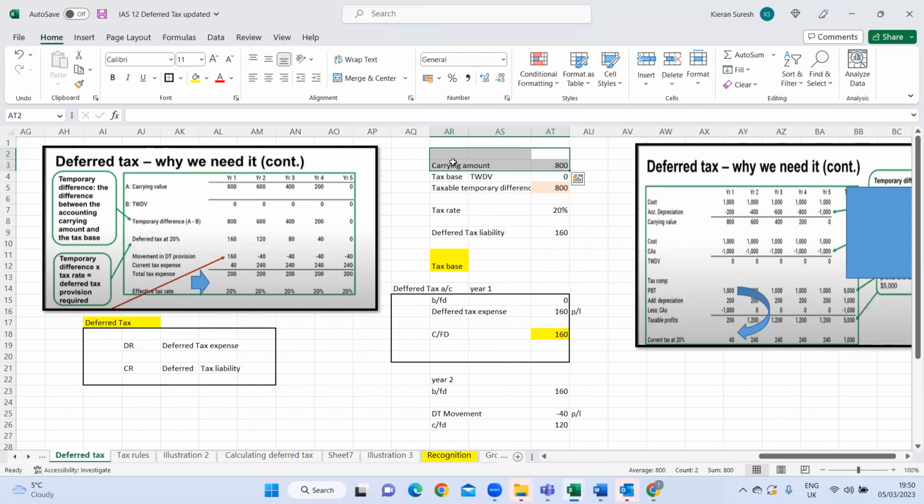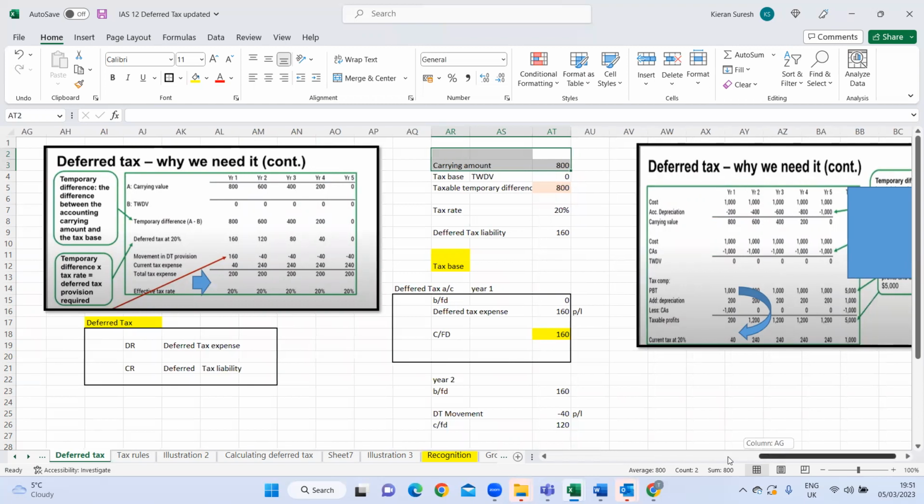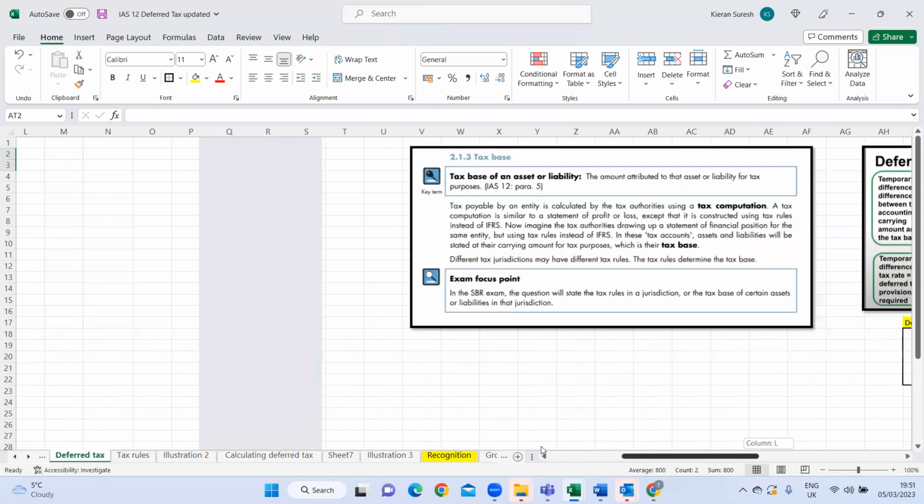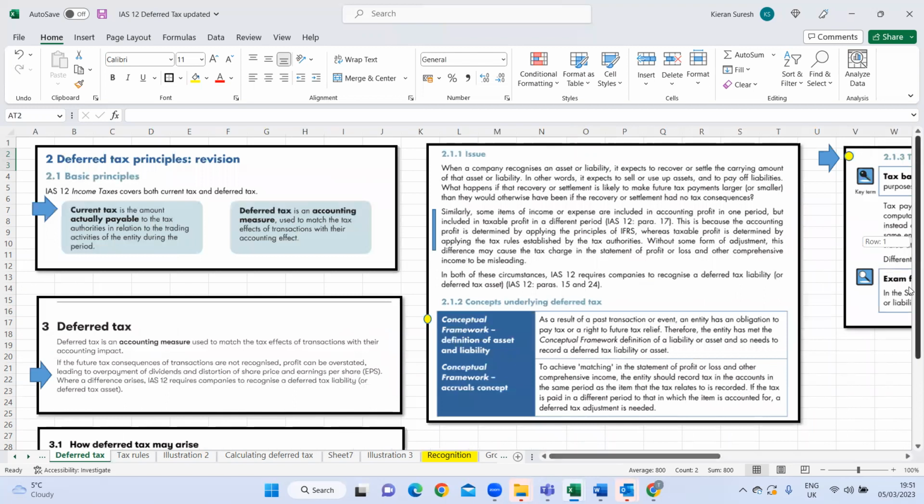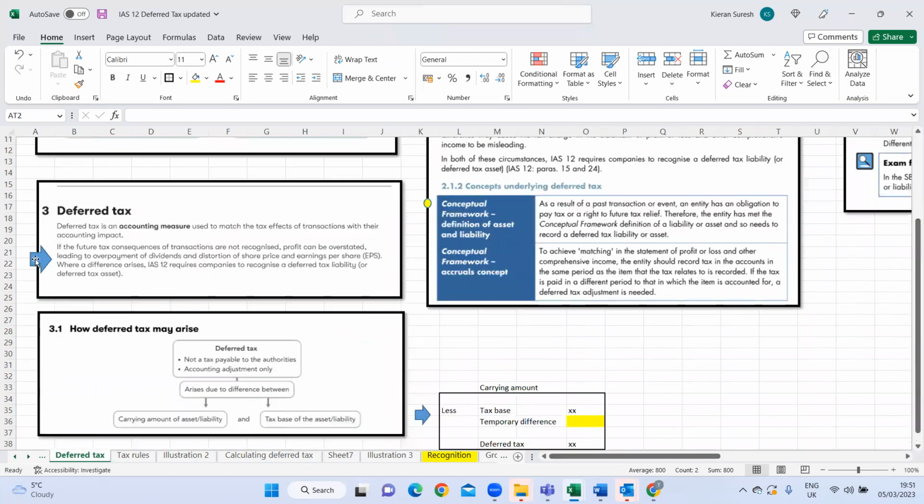But if I don't recognize that tax liability now, what would happen? My shareholders would think I'm making too much profit, so they would ask me to pay more dividend, and I would pay more dividend. My earnings per share would be higher. The information that I'm presenting would not be correct, right? So it is important that any future tax liabilities need to be taken into account. That's what it says.